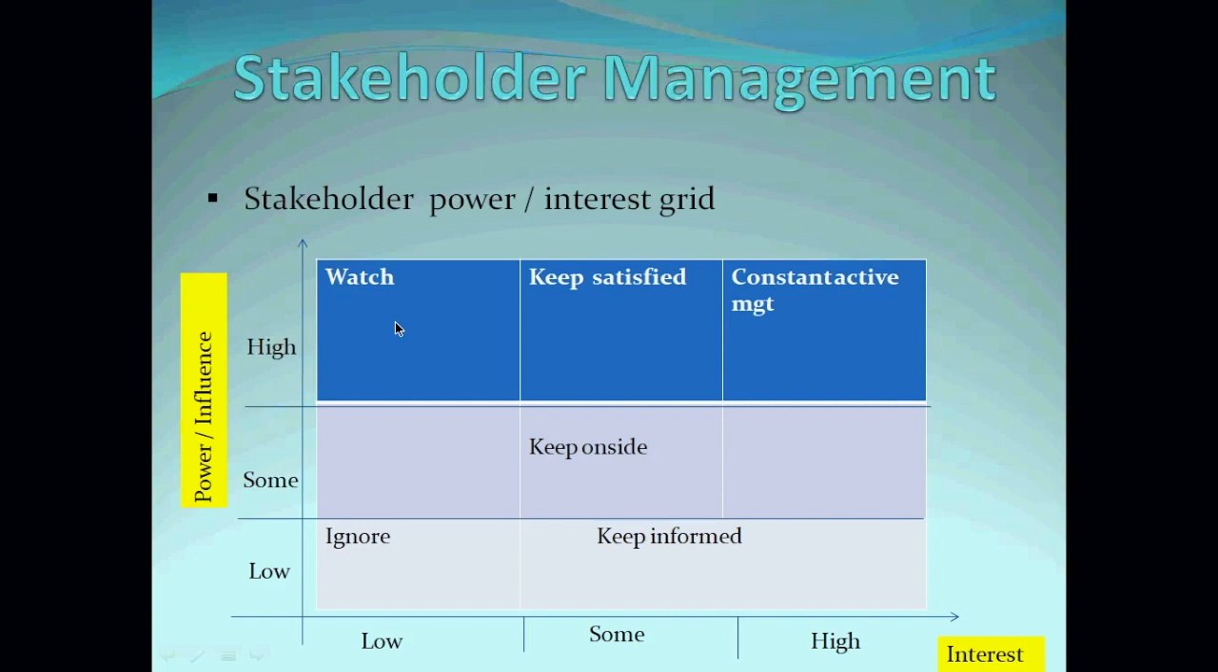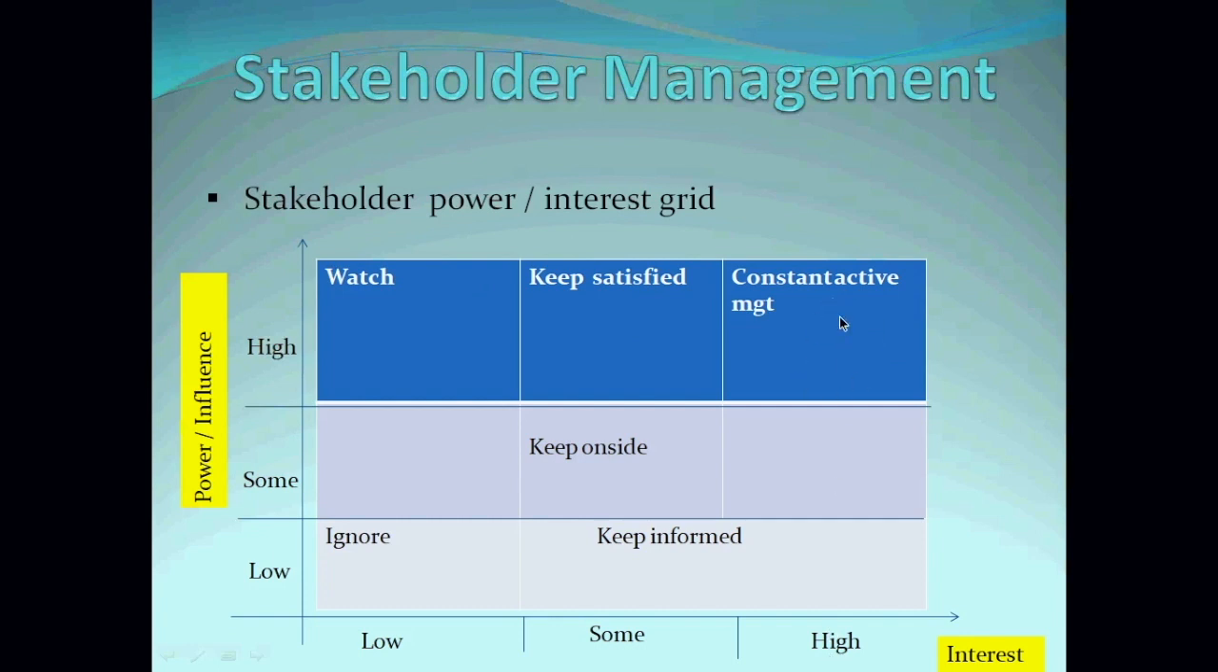They probably don't even have any interest in that project, but because they have influence in that organization or on that project, you have to be mindful of them. You have to watch them and make sure they don't have a negative impact on your project. Likewise, when you have stakeholders that have high influence and just some interest, you need to keep them satisfied. Whatever they want, you make sure you satisfy them, give them the necessary information, and keep them updated.